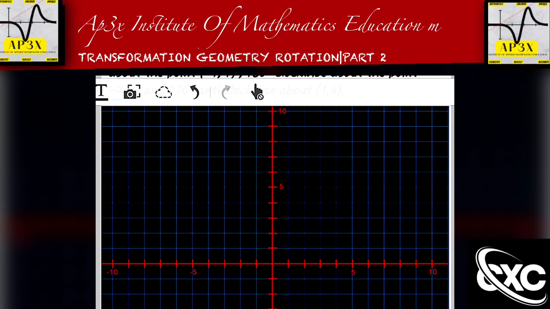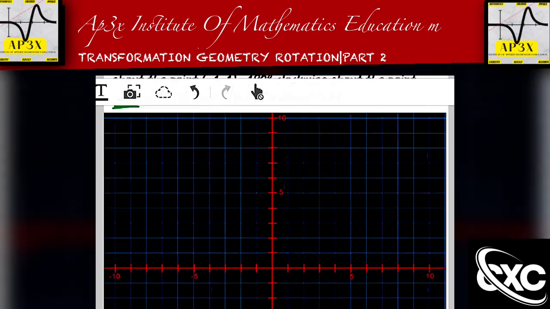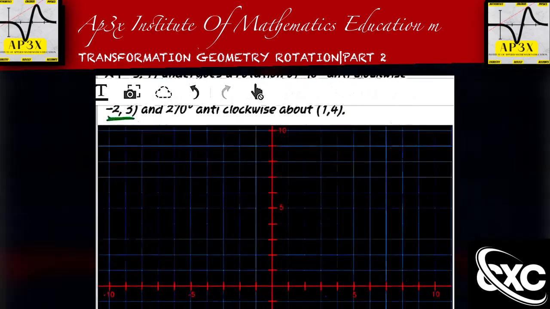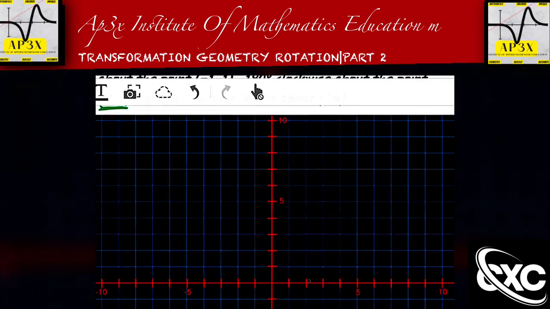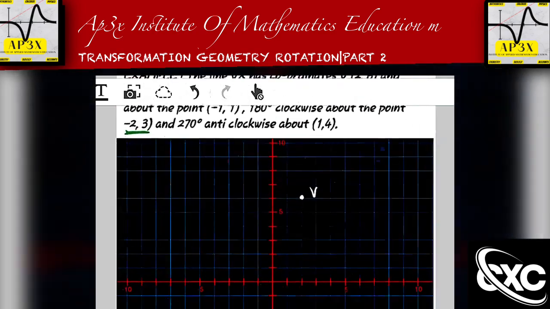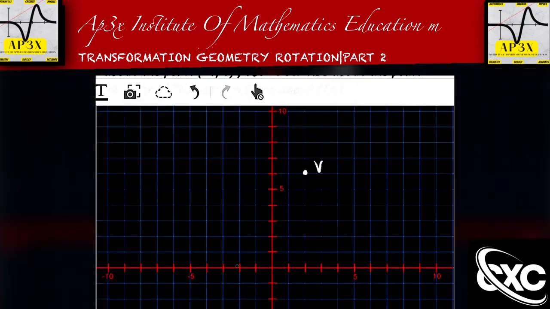All right, let's go ahead and plot back our original points. Our original points were 2, 6. So let's say 1, 2, 1, 2, 3, 4, 5, 6. That's right here, and that's going to be our V. And then, of course, now we have -5, 1. So that's going to be 1, 2, 3, 4, 5. I'm going to go up 1. So that's going to be our X.